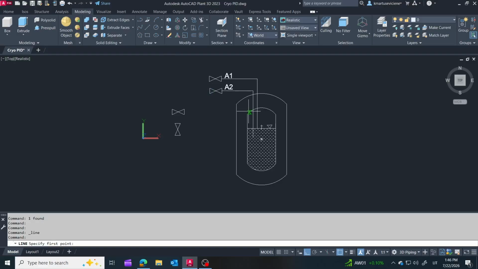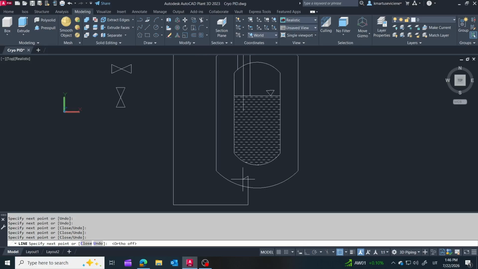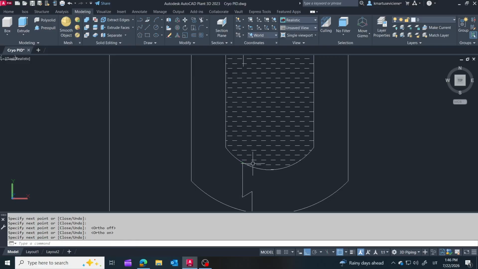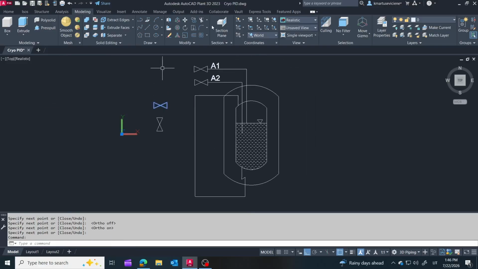Next, I'm adding the pressure gauge connections. The upper connection is taken from the gas space above the liquid, while the lower connection is connected to the liquid phase. These two pressure taps can be connected to pressure instruments depending on the tank design and measurement requirements.